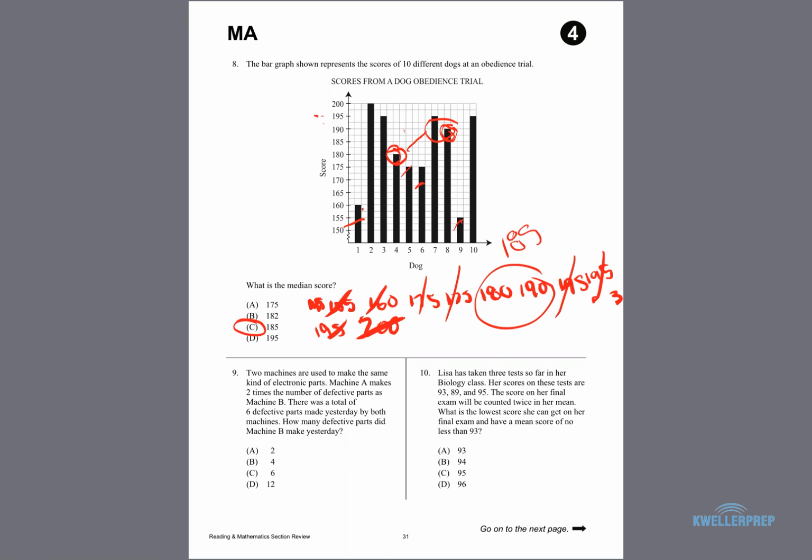All right. So for number 9, 2 machines are used to make the same kind of electronic parts. Machine A makes 2 times the number of defective parts as machine B. There was a total of 6 defective parts made yesterday by both machines. How many defective parts did machine B make yesterday?